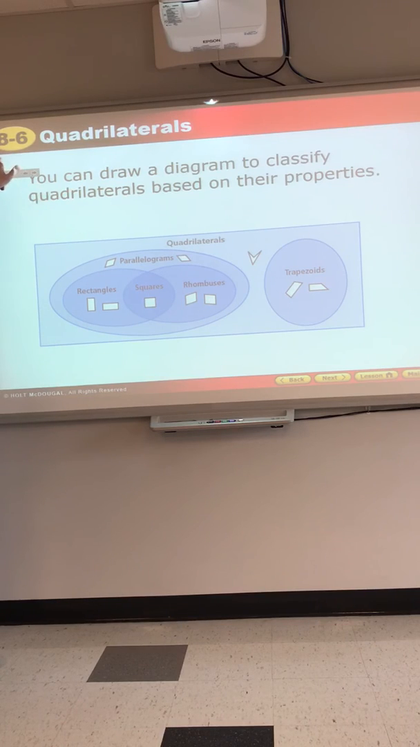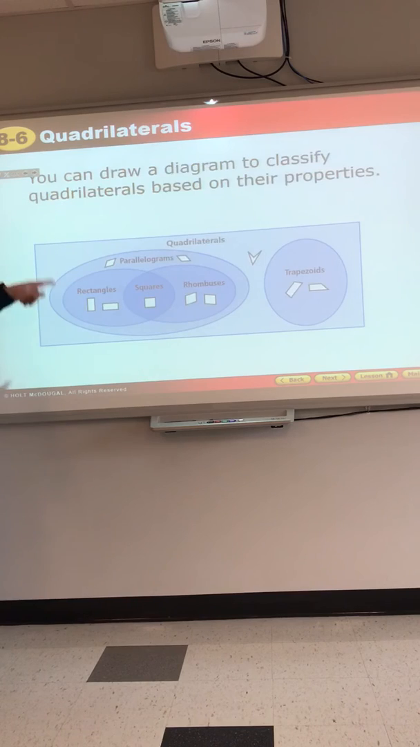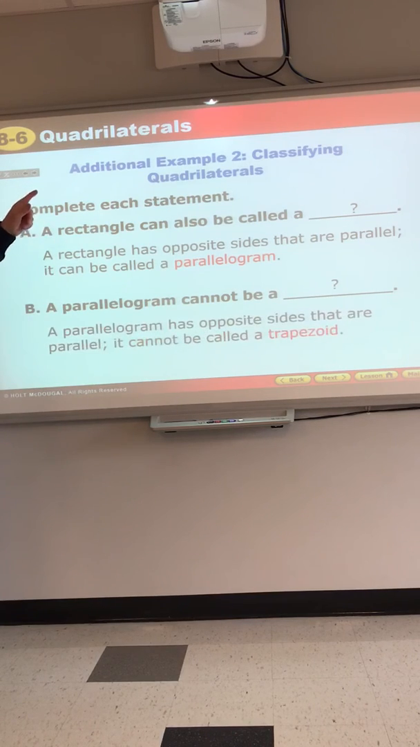Chapter 8:6. All right, so listen to the statement. A rectangle can also be called, what was that name? Rectangles can also be called parallelograms. A parallelogram cannot be a trapezoid because it has both pairs of sides parallel.